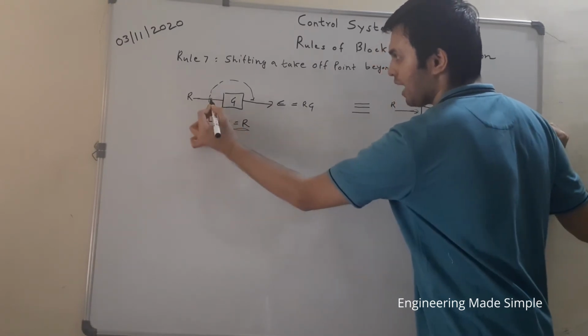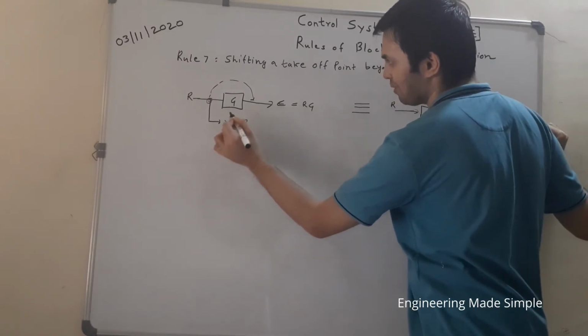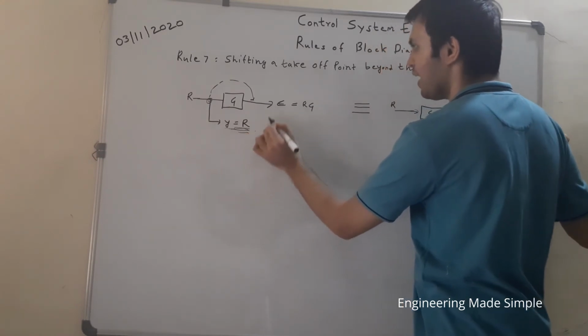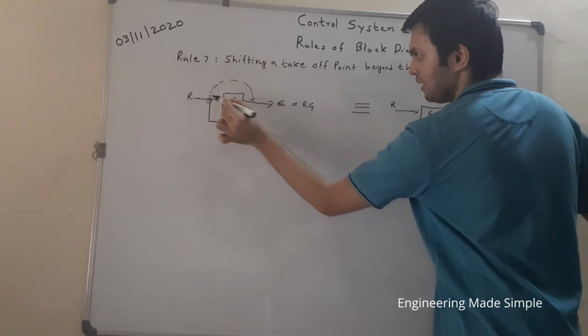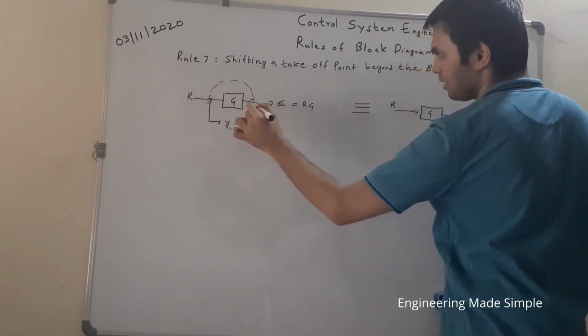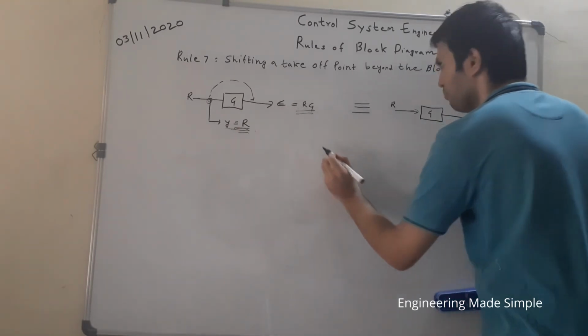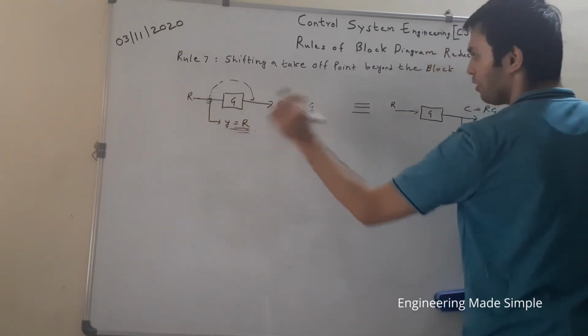Here at this point the same input signal will be present, because it is behind the block currently. So here y is equal to r, and the final output is c. For that it would be r into g. Here the feedback signal doesn't play any role, so c is equal to r into g. Now we are interested in taking this takeoff point ahead or beyond the block.